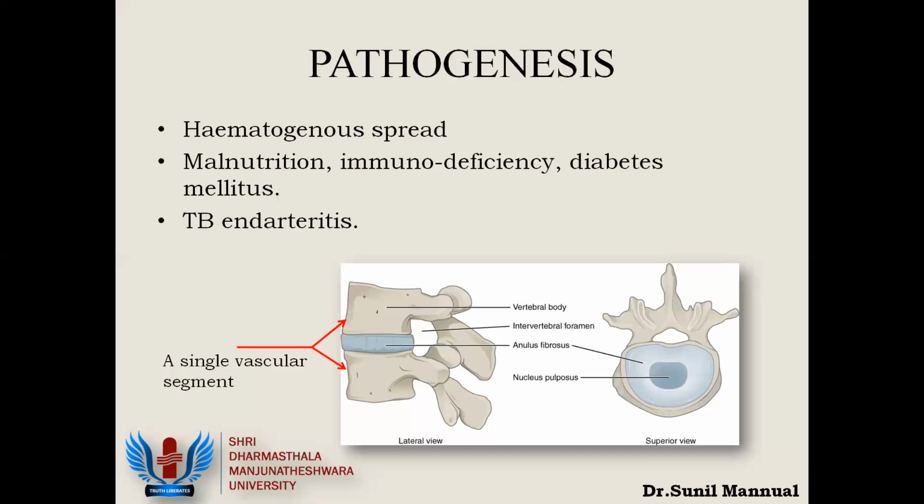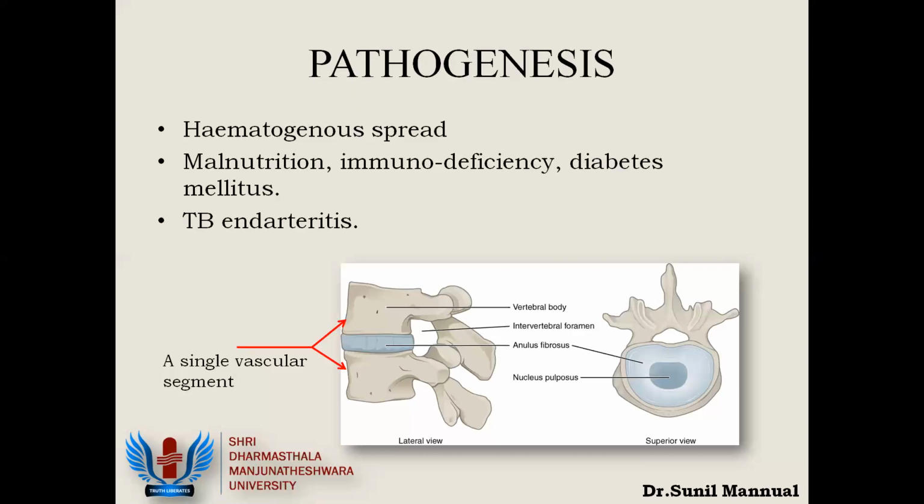So in the vertebra, you have a single epiphyseal artery that will come and divide into two branches. One branch will supply the lower part of the vertebra above, and the other branch will supply the upper part of the vertebra below. So with this, they become one vascular segment. This has got something to do with the embryology of the spine.